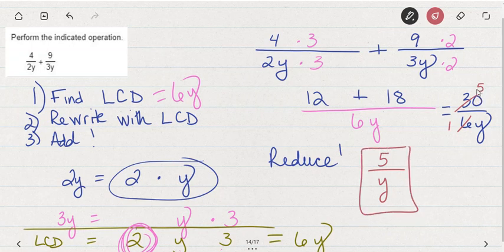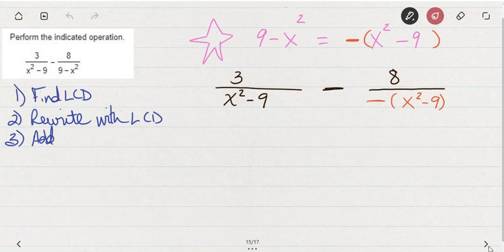We reduce the 6 and the 6 to get 5 over y. Let's look at another example where the denominator is maybe a little more complicated. This is an important pattern to recognize.